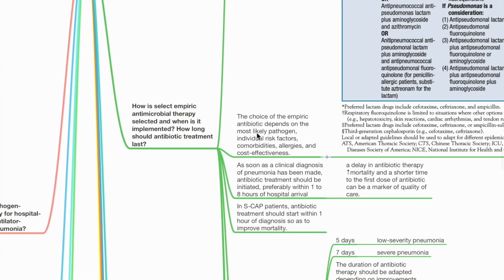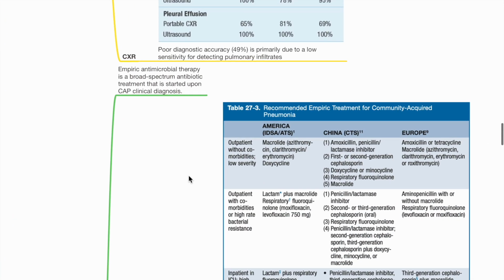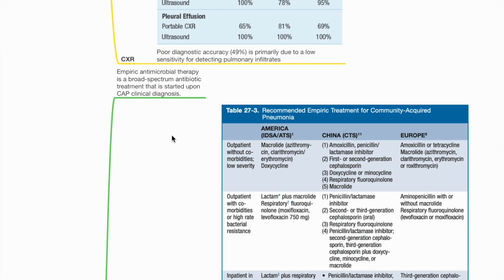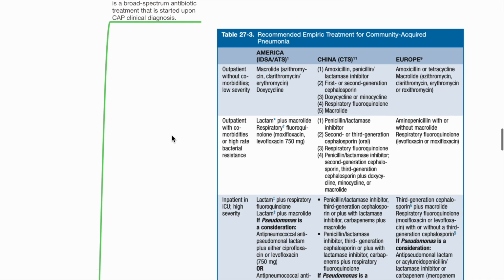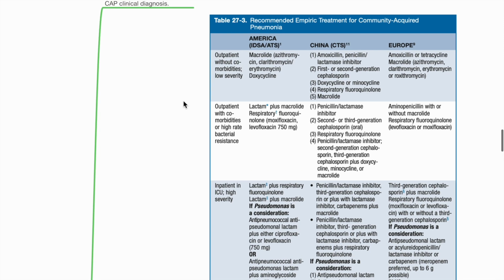How is empiric antimicrobial therapy selected, and when is it implemented? How long should antibiotic treatment last? Empiric antimicrobial therapy is a broad-spectrum antibiotic treatment that is started upon CAP clinical diagnosis. This table shows the recommended empiric therapy for CAP in America, China, and Europe.